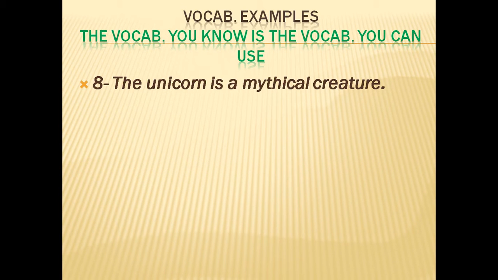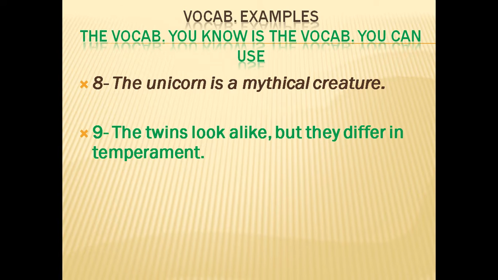8. The unicorn. I think you know the unicorn. The unicorn is a mythical creature. Mythical: unreal, imaginary, legendary, all these. Number 9. The twins look alike, they are similar, but they differ in temperament. They differ in personality. They have different personalities, different temperaments.